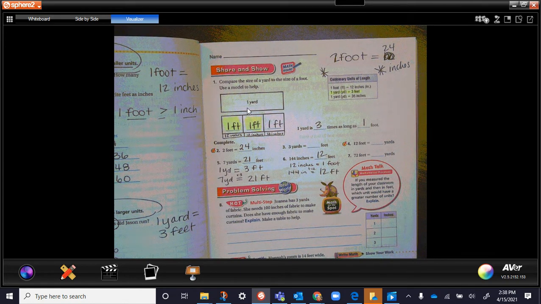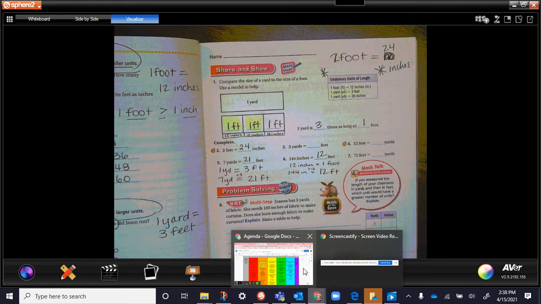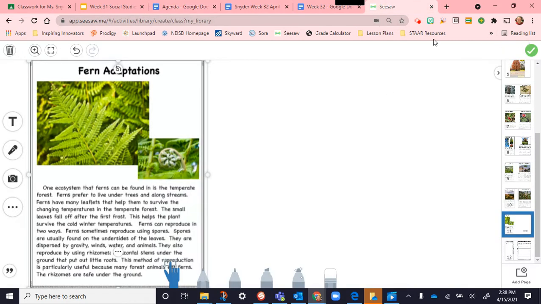Then all of this, once you go to your Seesaw, oh, here, let me get out of this.